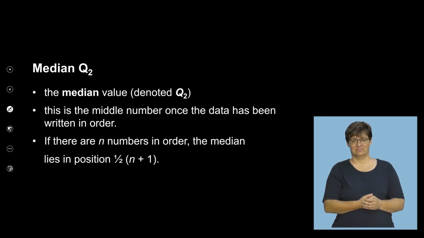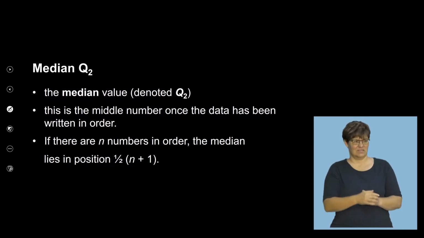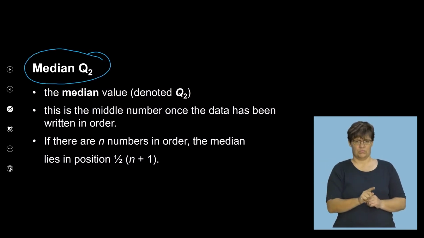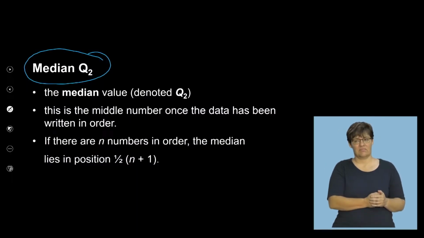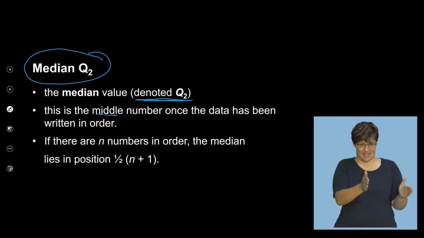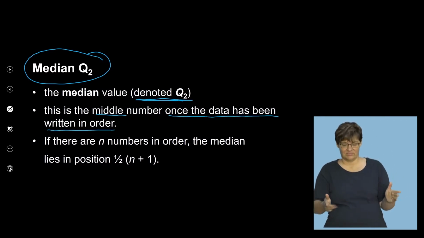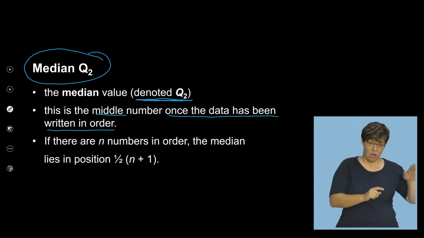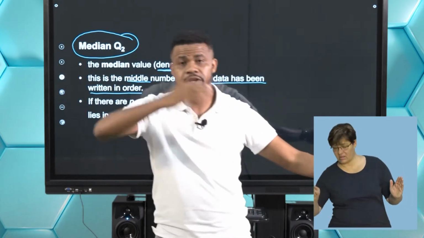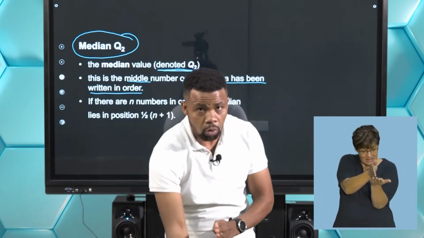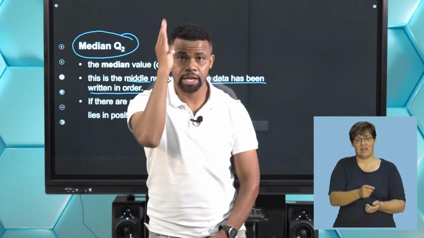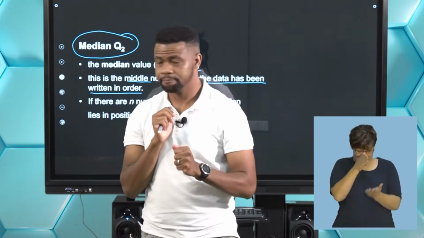So, what is the median value? The median is Q2. Okay. The median value is denoted by Q2 for us. It is the middle number once the data has been written in order. Written in order, we mean from the lowest value to the highest value. Then the middle one is our second quartile, or the median. Okay.